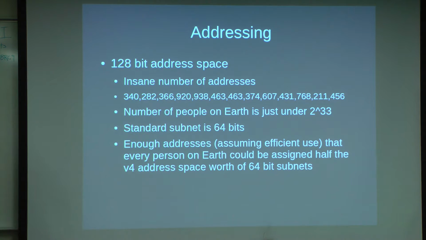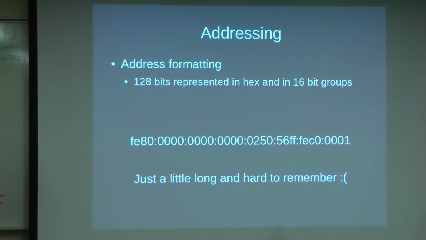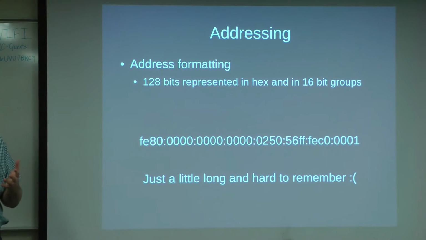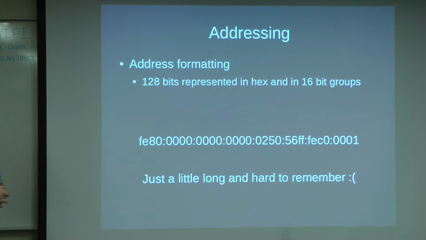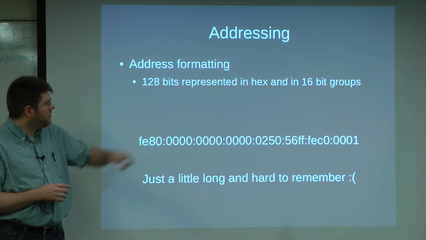So one of the big headaches with dealing with that many addresses is what notation do you use to describe these? It's not like we can use what IPv4 did and just go with the dotted quad notation, because that doesn't represent enough addresses. So this is what IPv6 addresses look like. We actually represent them in hex numbers, and we split them into 16-bit groups. So that's 8 individual 16-bit groups. This is an example. This would be a link-local address derived from a MAC address.